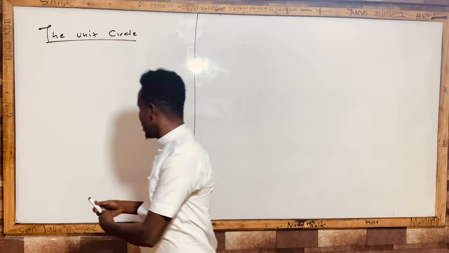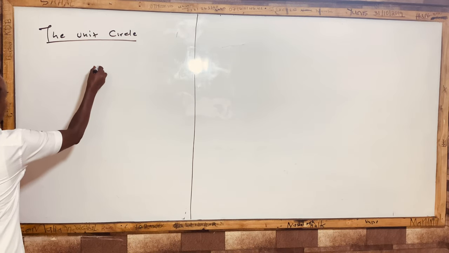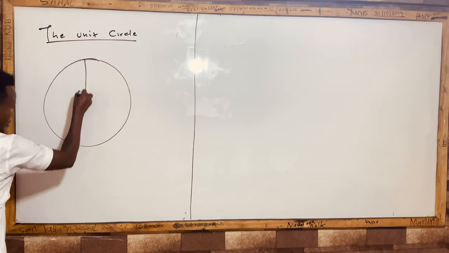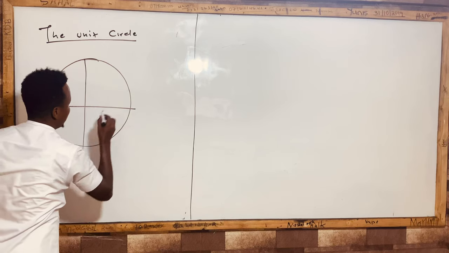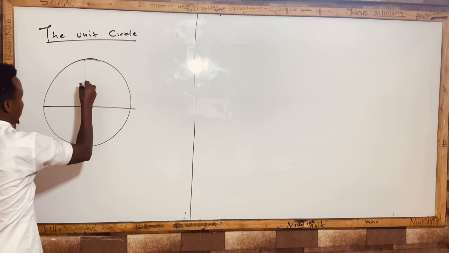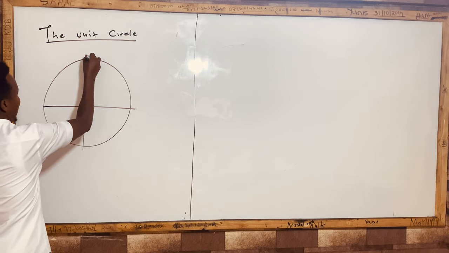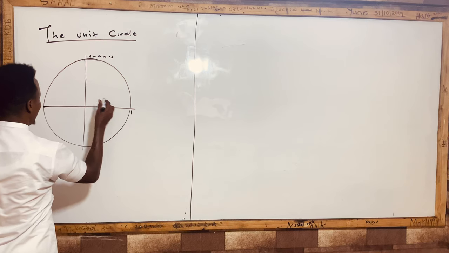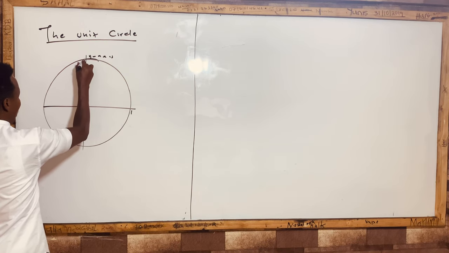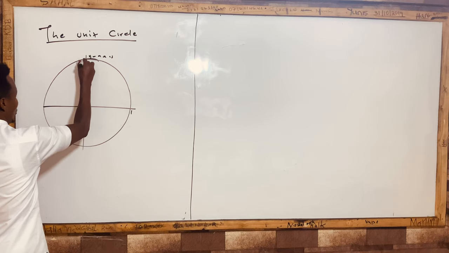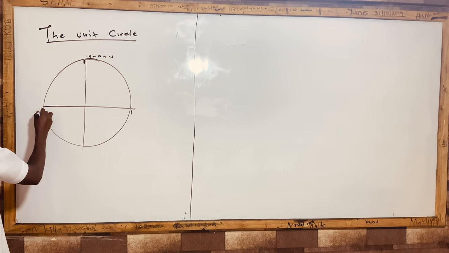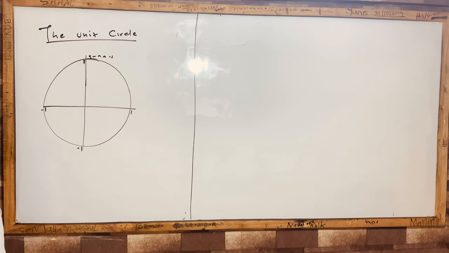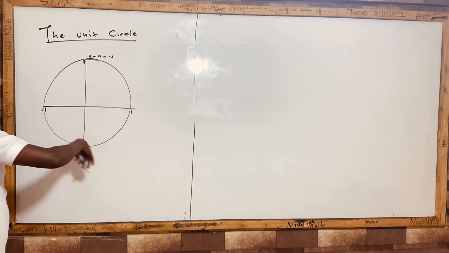Let's go. This is what you normally call the unit circle, okay? This is the one we're talking about, guys. Let's say this is the y-axis. We give one unit here, so here is positive one, don't forget. Here we also have negative one, and here we have negative one as well. So this is what you normally call the unit circle.